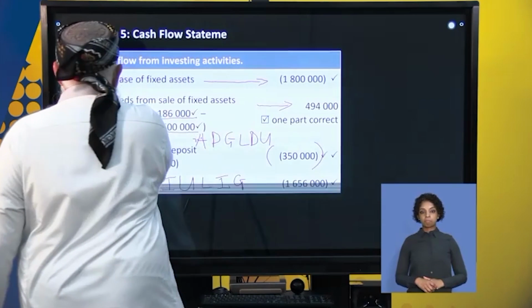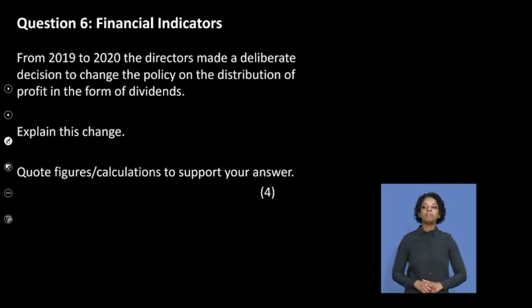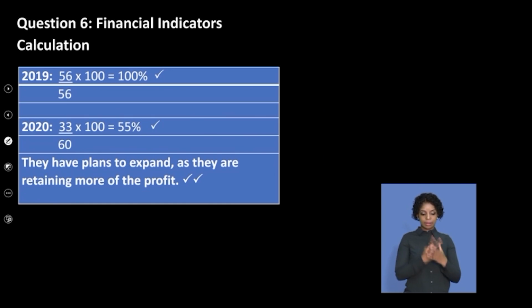Okay, we now move on to the last question that we have here, and they're telling you that from 2019, the directors made a deliberate decision to change the policy on the distribution of profit in the form of dividends. Explain this change. Quote figures in your calculations. Let's look at it. You are given your earnings per share for both years, and you are given your dividends per share for both years. Okay, what do we do? This is what we do.